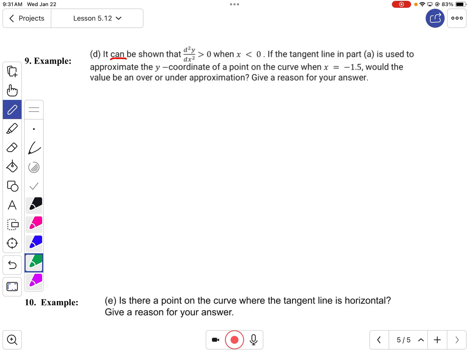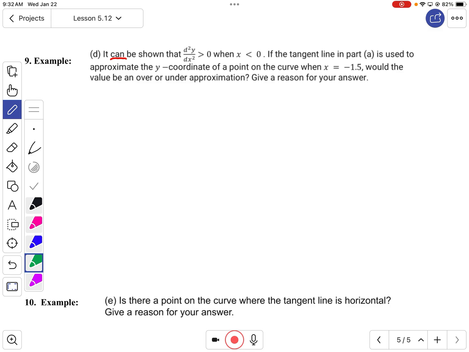All right. So let's look at this one. Let's see what it tells me. It says, it can be shown that the second derivative is greater than 0 when x is less than 0. If the tangent line in part A is used to approximate the y-coordinate of a point on the curve when x equals negative 1.5, would the value be an over or under approximation? Give a reason for your answer.